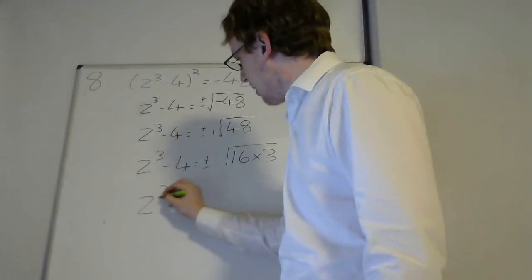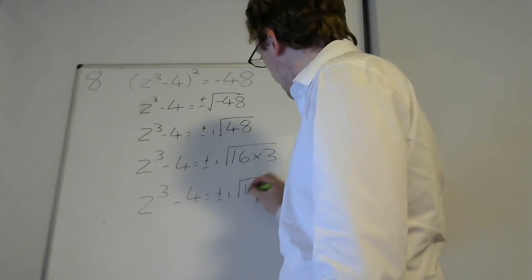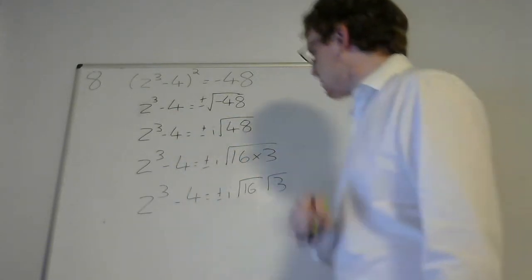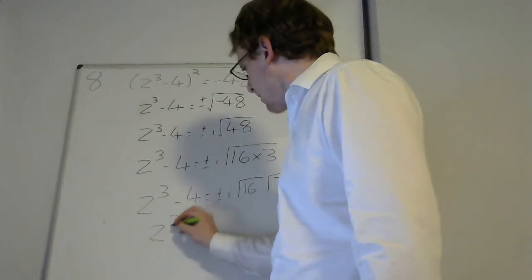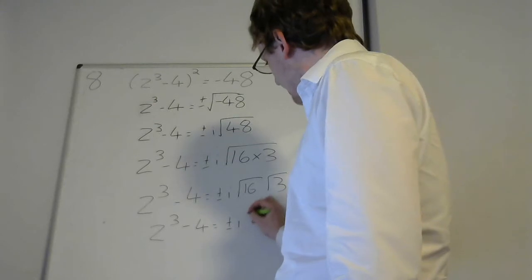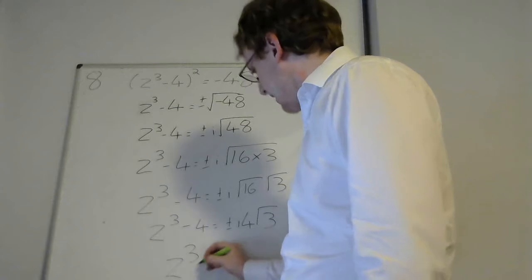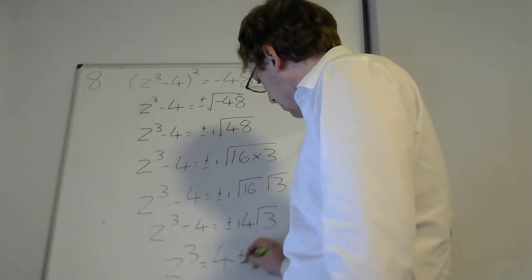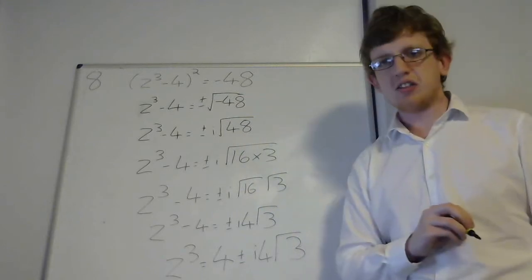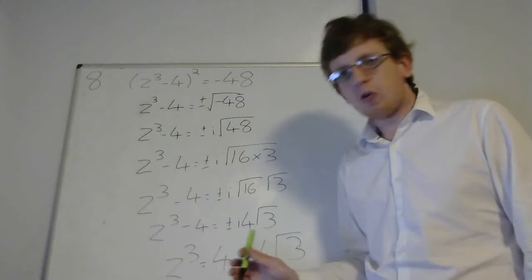And then we can split up that square root. So you've got plus or minus i multiplied by root 16 multiplied by root 3. And the whole reason we did that is because root 16 is 4. So z cubed minus 4 equals plus or minus i times 4 root 3. So z cubed is equal to 4 plus or minus i lots of 4 root 3. And that's the question. 2 marks there.